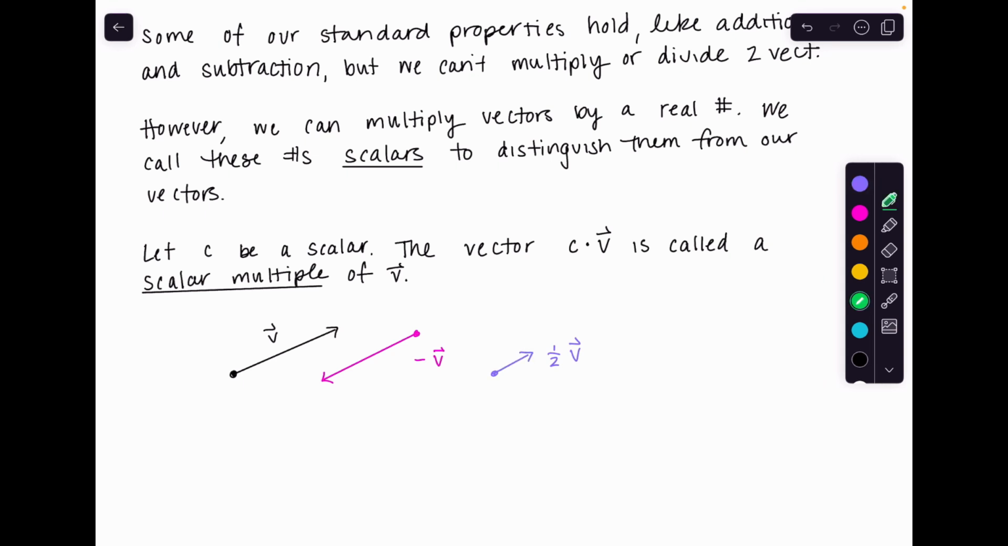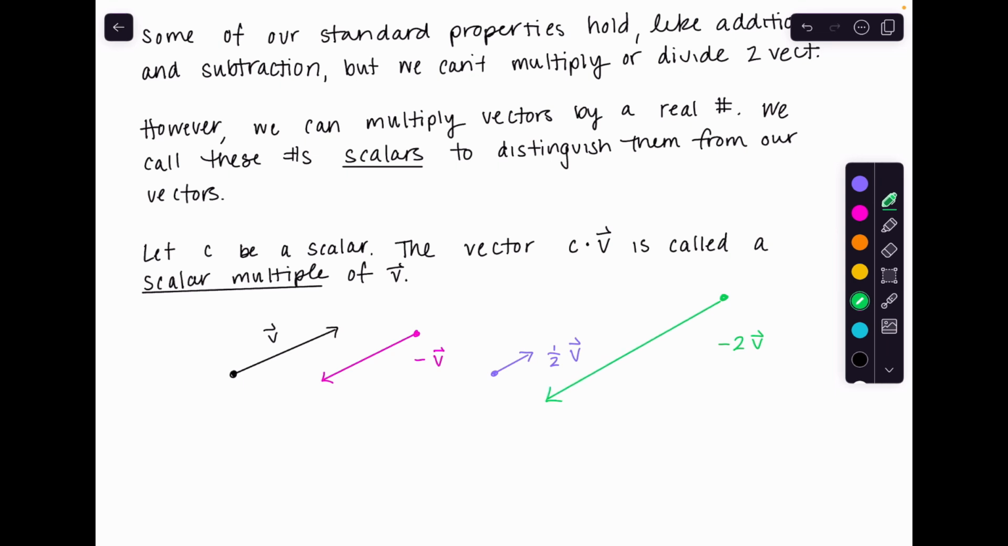And then say I take this vector and multiply it by -2, so -2V. Again, I'm eyeballing this, so it's not going to be perfect, but that's going to move in the opposite direction, which is here, and that 2 is going to double the length, so it will be twice as long.